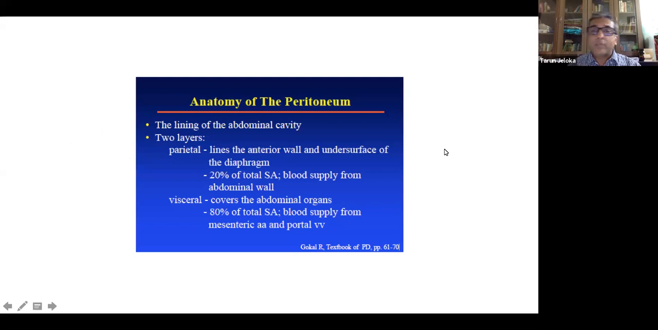Regarding the anatomy of the peritoneum, the peritoneum is the lining of the abdominal cavity, and it has two layers, parietal and visceral. The parietal part covers the inside of the abdominal wall and the undersurface of the diaphragm, and the visceral part covers the entire organ system within the abdominal cavity. The parietal peritoneum contributes only 20% of the surface area of the peritoneum. So you should know that. And 80% of the surface area is the visceral peritoneum.